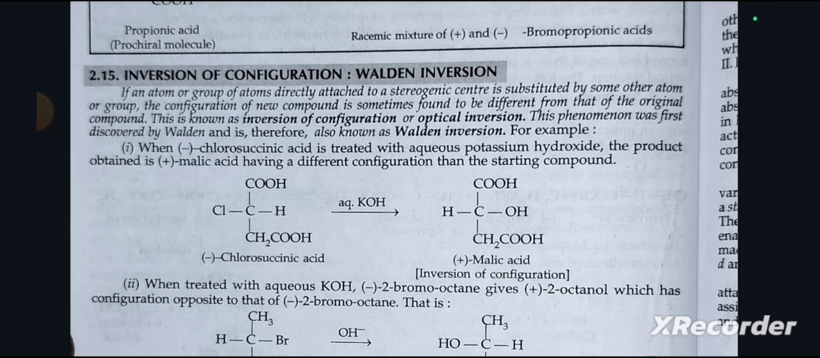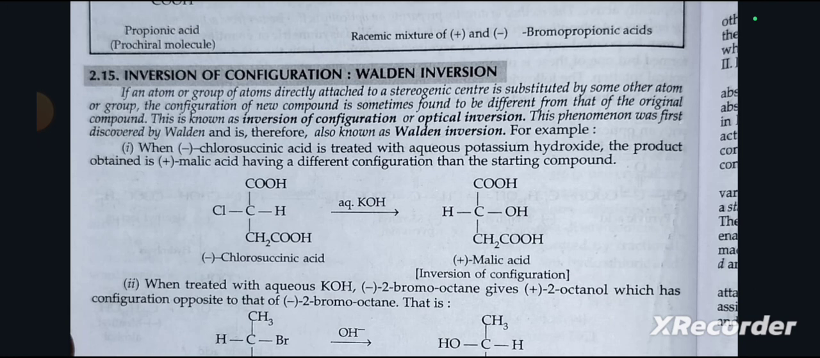2.15 Inversion of configuration, Walden inversion. If an atom or group of atoms directly attached to a stereogenic center is substituted by some other atom or group, the configuration of the new compound is sometimes found to be different from that of the original compound. This is known as inversion of configuration or optical inversion. This phenomenon was first discovered by Walden and is therefore also known as Walden inversion.